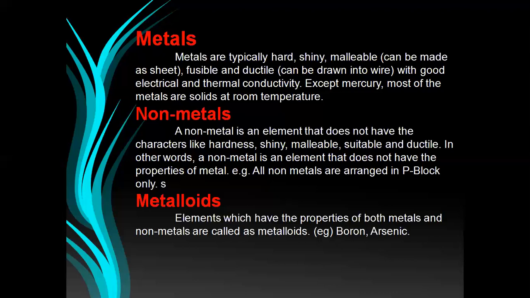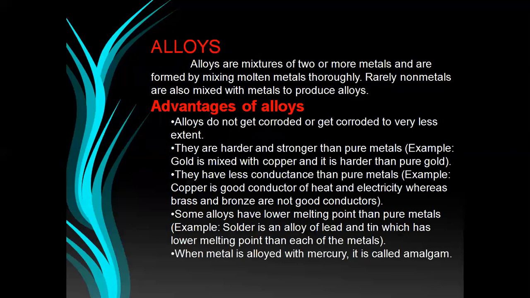Next one is metalloids. Metalloids are a combination of metals and non-metals. Elements having properties of both metals and non-metals are called metalloids, for example boron and arsenic. So these are the metals, non-metals, and metalloids. The next one is alloys.